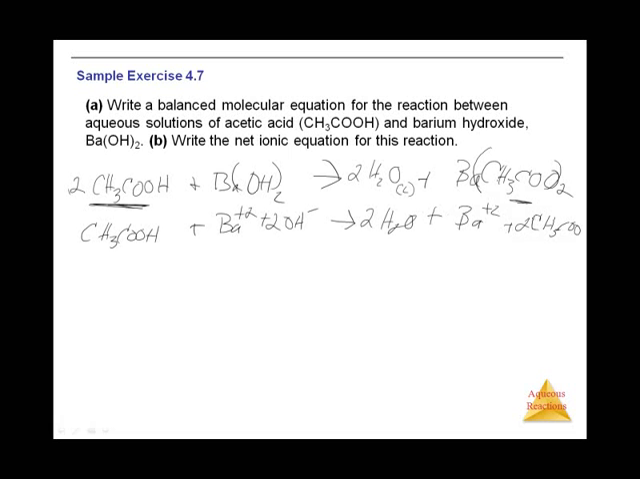Okay. So for the net ionic, the only thing I can eliminate here is my barium. So what I have left is CH3COOH plus 2OH- gives me 2 waters plus 2 acetate ions.